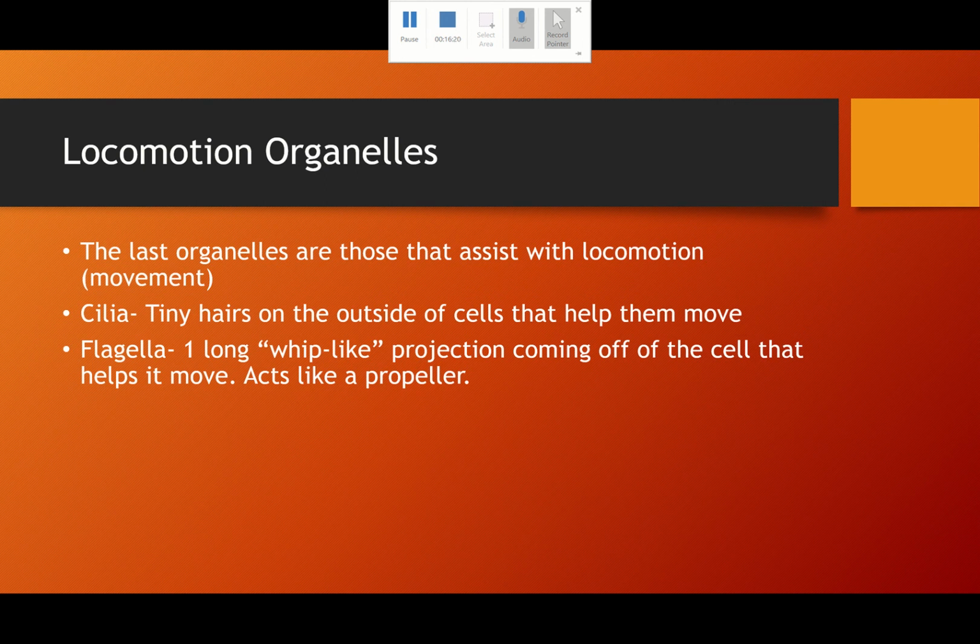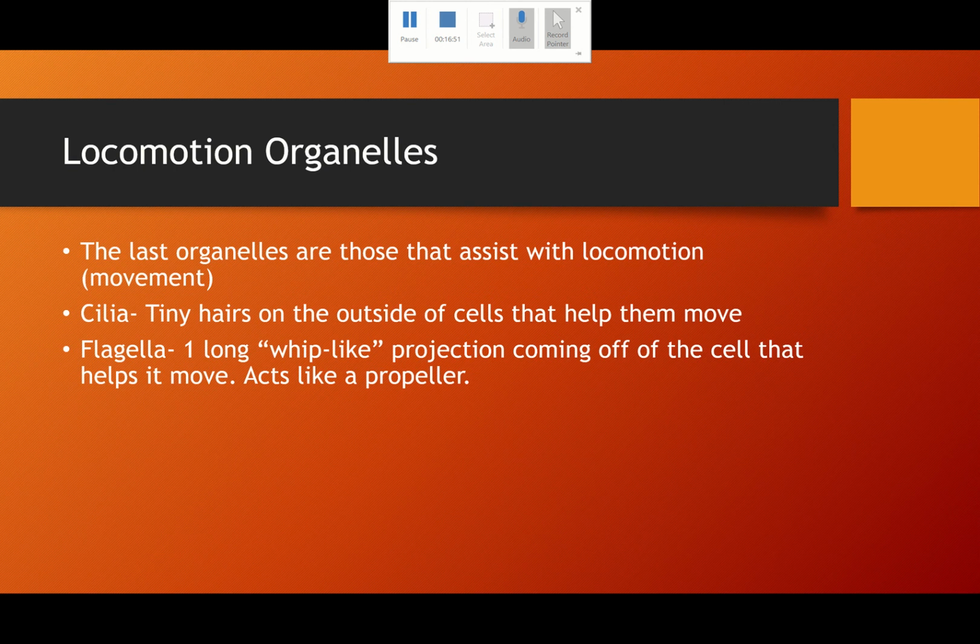An example is on the prokaryotic cell in our book. There's a bunch of tiny little hairs going all the way around it. Those are called cilia. So they kind of beat back and forth, and they all move, and that helps the cell move forward. The next one is a flagella. The flagella is again on the prokaryotic cell. It's one long whip projection coming off, and it spins like a propeller on a boat, and that helps push a cell forward.